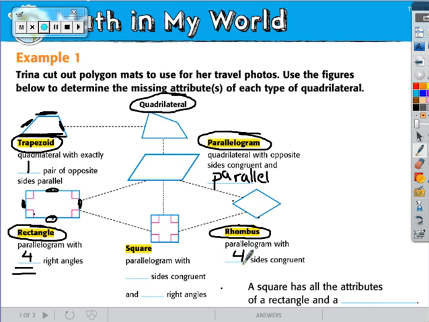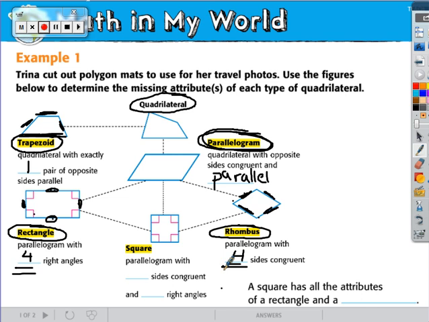Now, listen, this is important. So we have a quadrilateral with opposite sides. This side is congruent to this side. This side is congruent to this side, correct? And parallel. This side is parallel to this side, and this side is parallel to that side. So a rhombus is also a what? Parallelogram. But it has 4 sides that are congruent. So it's still a parallelogram, but all 4 sides are congruent.